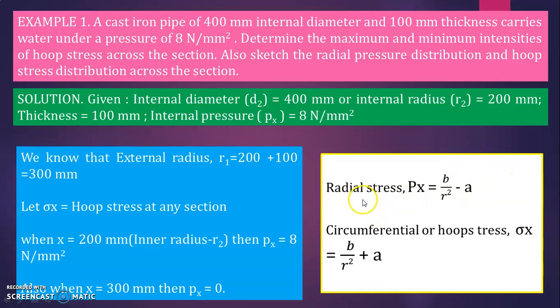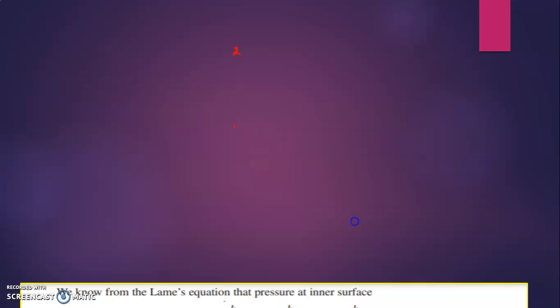Why this is? See, we know these two formulas, right? Radial stress Px is given by B divided by R square minus A, and circumferential stress is given by B divided by R square plus A. Use this formula and find what is circumferential stress or hoop stress.